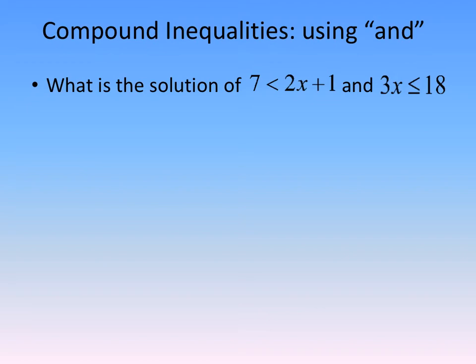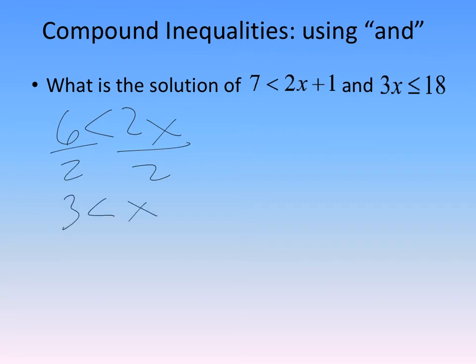The way I'm going to do that is I'm going to subtract 1 first. So I'm going to have 6 is less than 2x. Divide by 2, and I have 3 is less than x. All right. Let's leave that there for now. The next one, I'm going to divide by 3. So I'm going to be left with, if I divide by 3, x is less than or equal to 6.